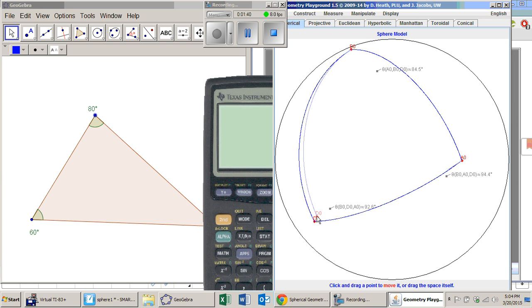And as you can see, if I play around with this a little bit, I can get a triangle who has three right angles. Can you imagine that? A triangle with three right angles? Would Pythagorean theorem work on such a triangle? Those are all very good questions.